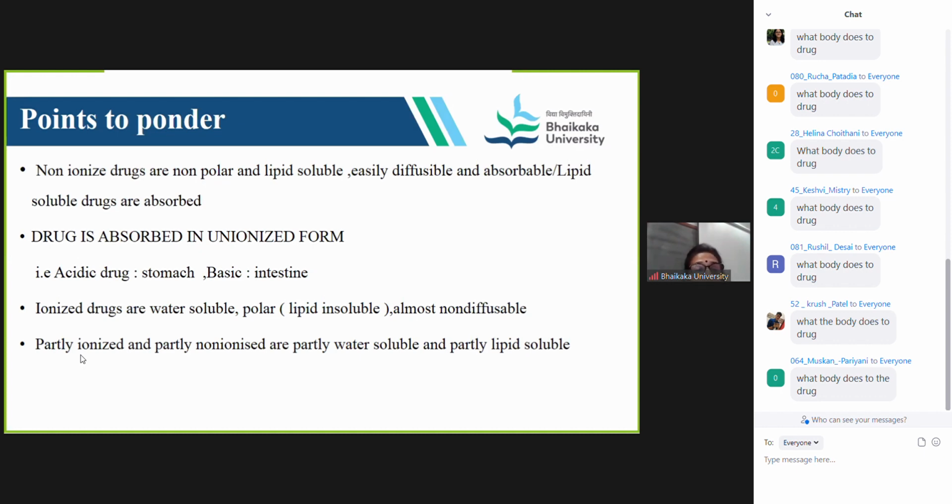Partly ionized and partly unionized drugs are partly water soluble and partly lipid soluble. You need not worry about remembering these statements. Purely, you have to remember acidic and basic drugs, unionized and ionized drugs, and lipid soluble and water soluble drugs. You all have to remember these three terms, and apply their knowledge and clinical implications in relation to absorption.